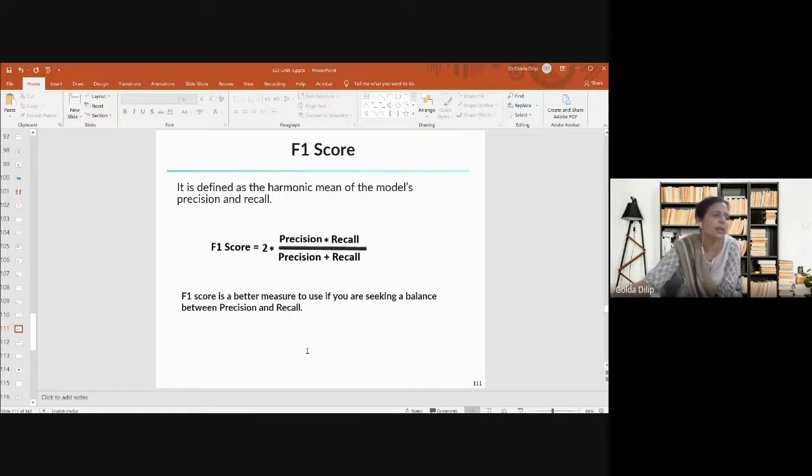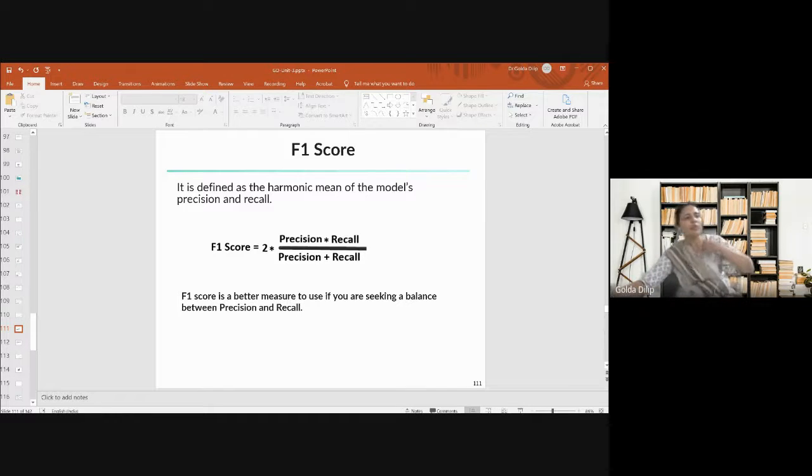This is a metric that considers both precision and recall in order to compute the performance. The F1 score is defined as the harmonic mean of the model's precision and recall. F1 is equal to 2 times precision multiplied by recall, divided by precision plus recall. Why are we using the harmonic mean? There are different types of mean: arithmetic mean, geometric mean, weighted mean, trimmed mean, so many as far as statistics is concerned.